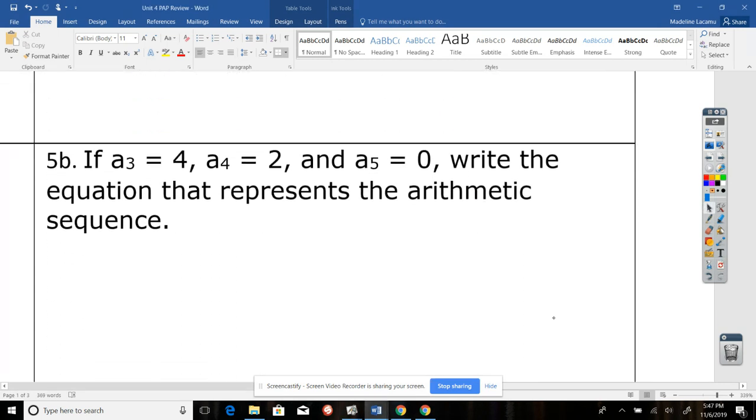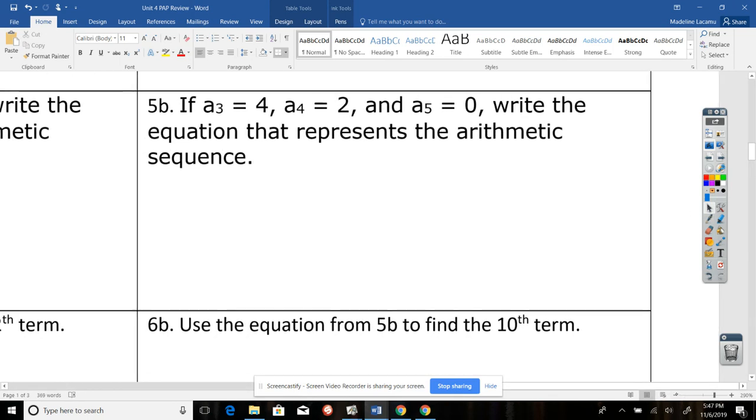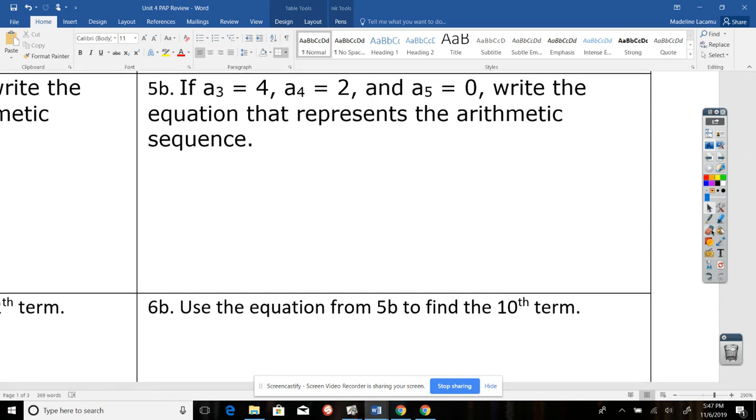All right, 5. So this one, we have to write an equation for the sequence. I'm going to zoom out a little bit. So if a sub 3, that means our third term is 4. A sub 4 means our fourth term is 2. A sub 5 means our fifth term is 0. So let's just go ahead and write those out. So our third term is 4. Our fourth term is 2. And our fifth term is 0.